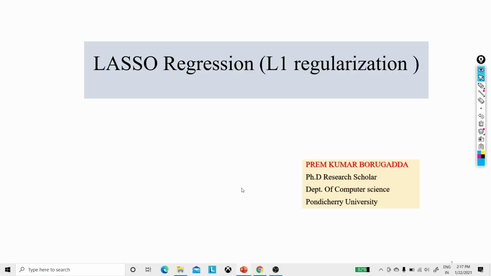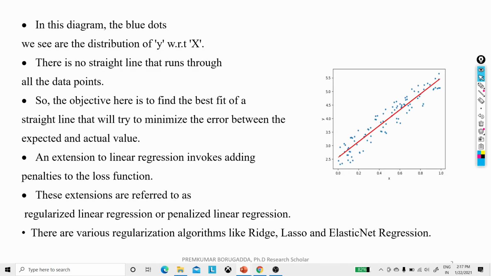Hi friends, today we are going to discuss lasso regression, which is also known as L1 regularization. Before going to the topic of lasso regression, first we have to understand this topic.